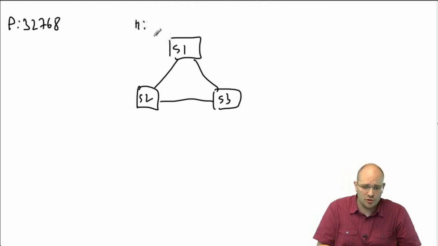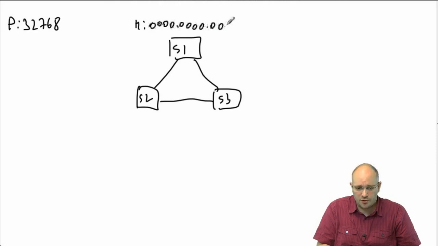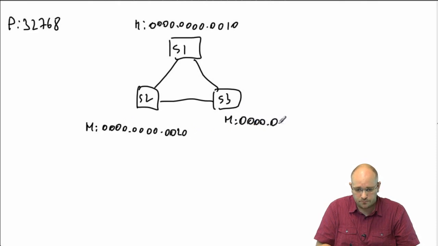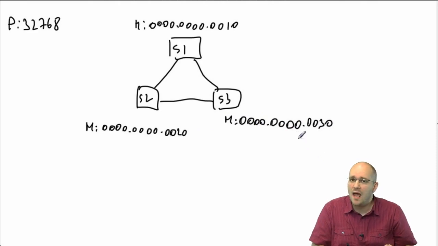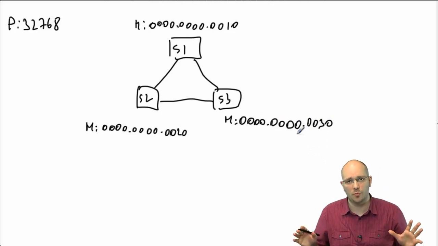So here on switch 1, I'm going to use the MAC address of all zeros followed by 0010. On switch 2, I'm going to use the MAC address of all zeros followed by 0020. And on switch 3, I'm going to use the MAC address of all zeros followed by 0030.